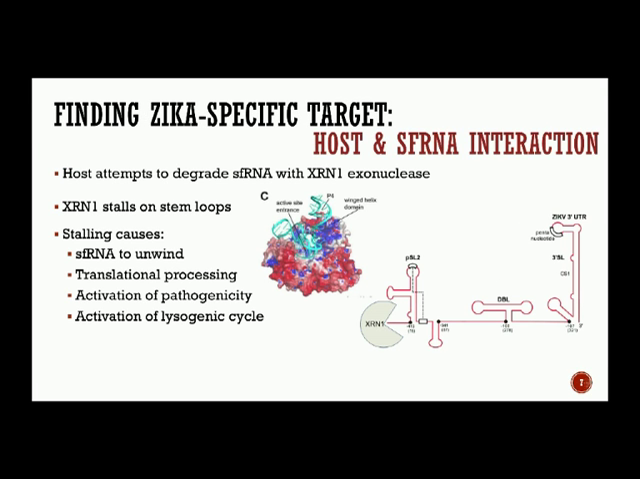Inside of mosquito cells, the Zika virus is attacked by XRN1 exonuclease, a defense mechanism of the host against foreign RNA. XRN1 cleaves along the Zika viral genome and stalls upon interaction with the stem loops of sfRNA. This stalling allows the viral genome to unwind and be translated within the mosquito cells. This effectively activates the viral pathogenicity.